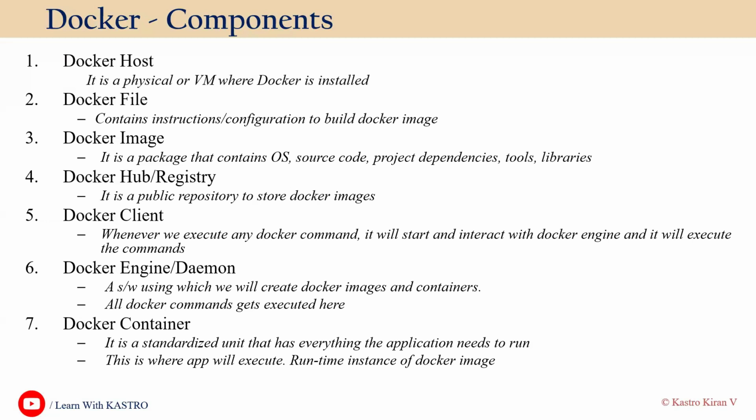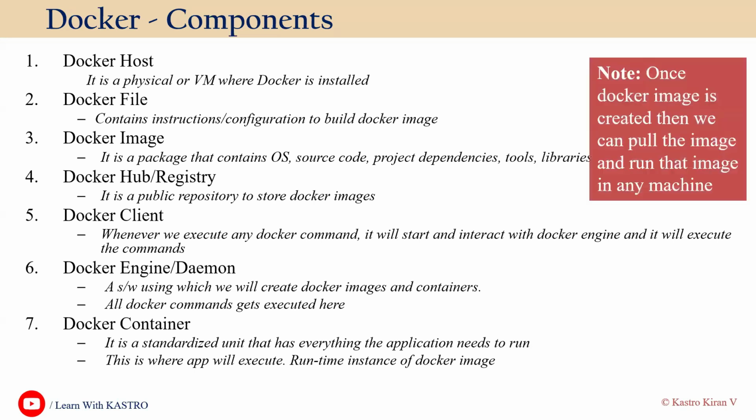So these are the different components that get involved in the Docker architecture: Docker host, Docker file, Docker image, Docker Hub or Docker registry, Docker client, Docker engine or Docker daemon, and the Docker container. Once you understand the difference between each and every one of these 7 components, it will be very easy for you to follow the next sessions, whatever I am going to discuss.